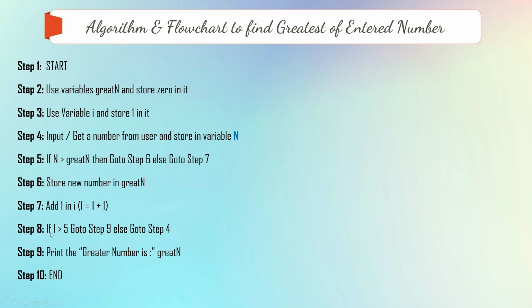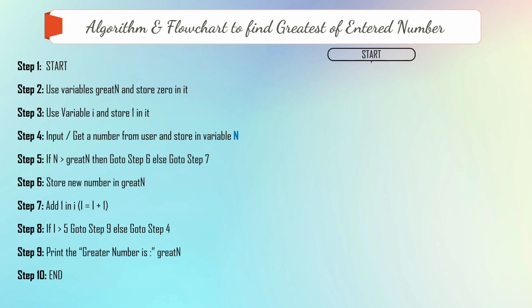Otherwise, if I is not greater than 5, that means I is 1, 2, 3, 4 or 5, it will go to step 4. If I is greater than 5, it will go to step 9. If I is not greater than 5, it will go to step 4. What is step 4? It will take another number from the user and store it in n. Then again this n will be checked against the previous greatN. If it is greater, n will go in greatN. Otherwise the number will be skipped and I will be incremented. Now we'll see a flowchart for this and you will understand it more clearly.